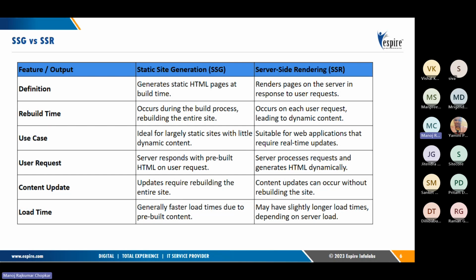Whenever a user hits a page, the server gets back the data, generates the HTML, and it gets displayed. Content update: for content updates in SSG, the entire site needs to be rebuilt, compared to SSR, since SSR is used for dynamic content. With SSR, the content update is faster, and you'll get the updated content on the site itself.